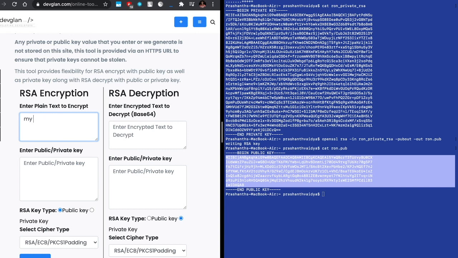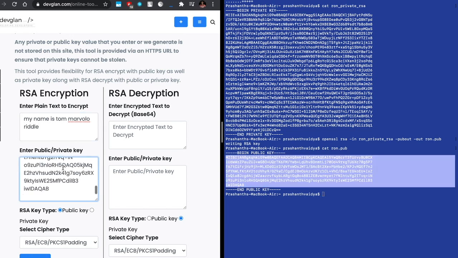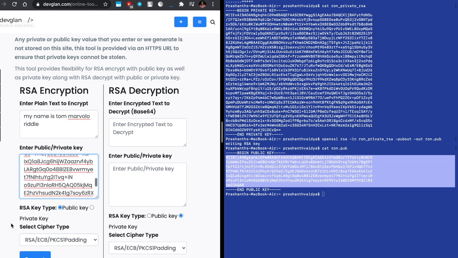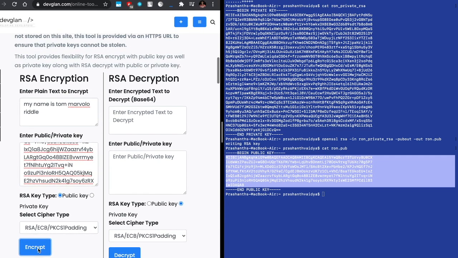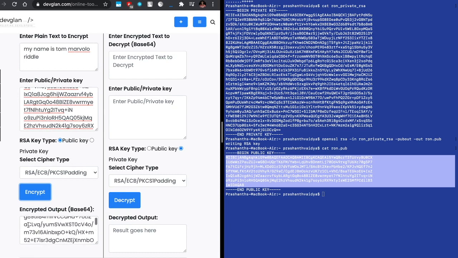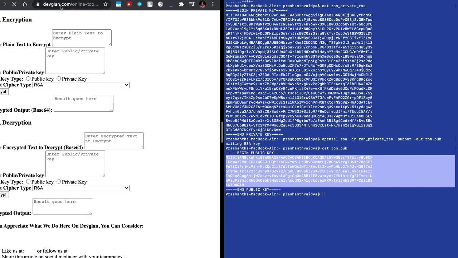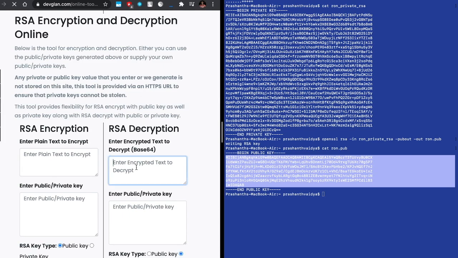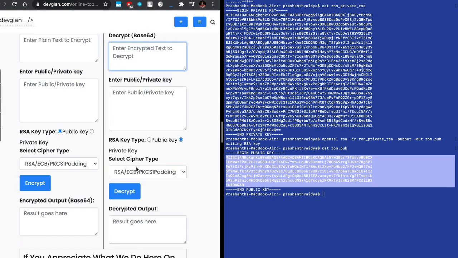Let's say I'm Harry and I want to send Ron this message, and I have Ron's public key, which everybody knows. So I'm trying to encrypt this string using Ron's public key. And let me try generating the encrypted output. And so this is the encrypted text that I'll be sending to Ron. If I send this, there's no one else who would be able to decrypt it other than Ron, because he is the only one who's possessing his private key.